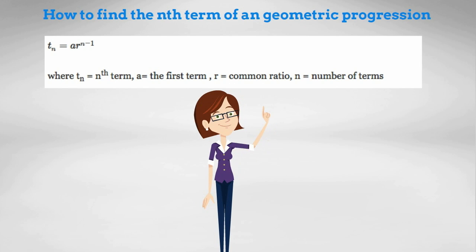To find the nth term of a GP, we use the following formula: Tn is equal to ar to the power n minus 1, where Tn is the nth term, a is the first term, r is the common ratio, and n is the number of terms.